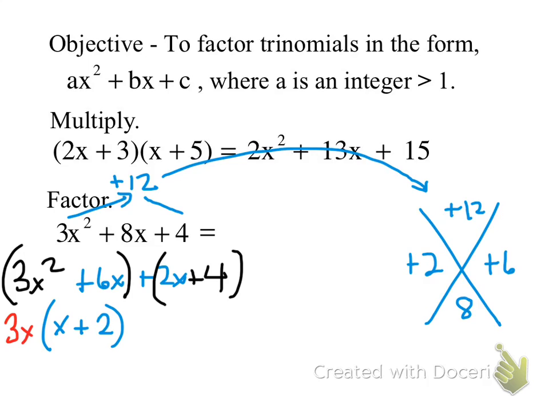Good. And then plus 2 times the quantity of x plus 2. I'm factoring out a plus 2. And what's left? x plus 2 times the quantity of 3x plus... What am I writing here? Oh, x plus 2.